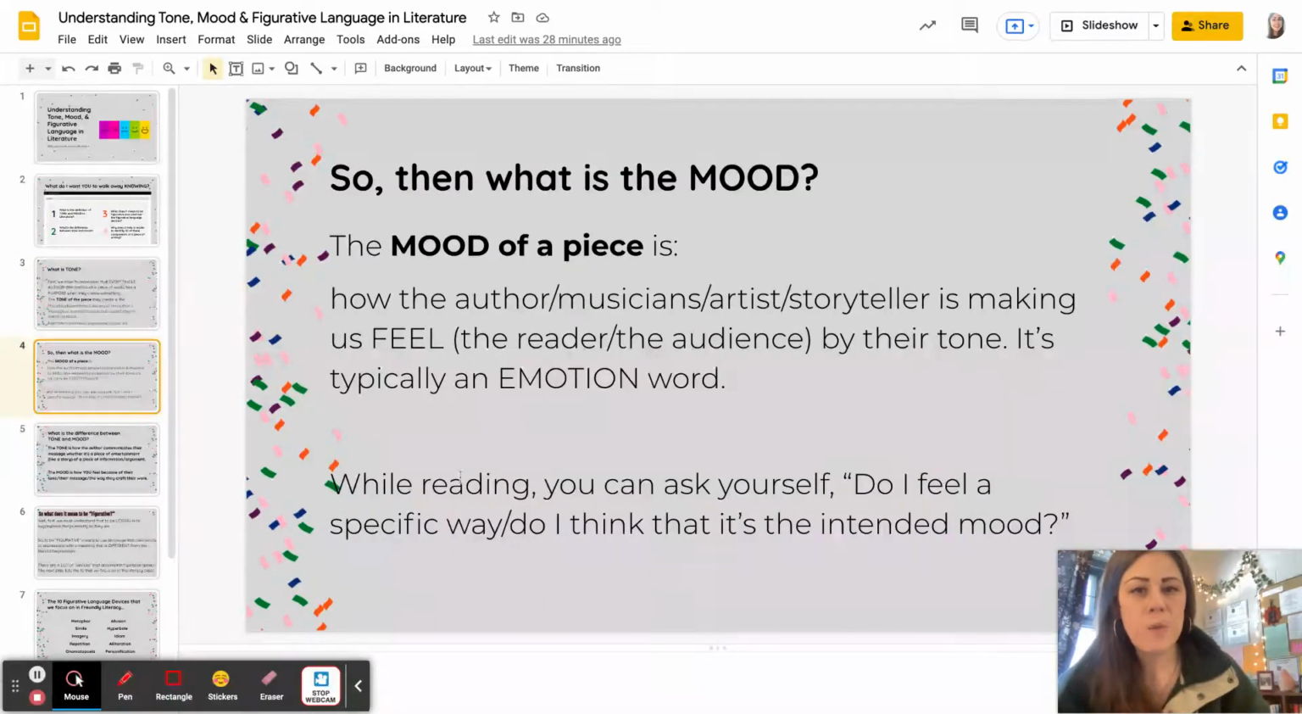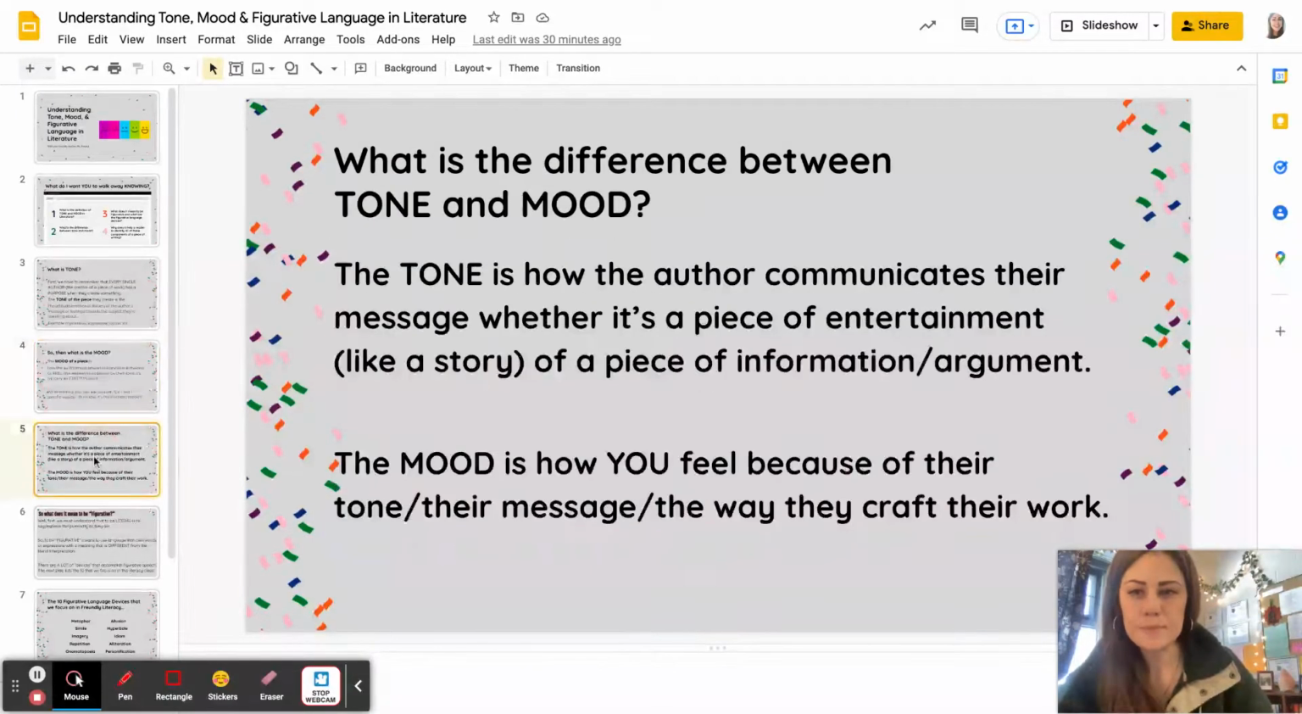So, on the flip side, what is the mood? The mood is you, it's how you feel, because of what the author, the musician, the artist, the storyteller, the creator is giving you by their tone. It's typically an emotion word. So while reading, you can ask yourself, do I feel a specific way? Do I feel overcome by an emotion because of the tone, because of the message, because of the way that the author is crafting their piece?